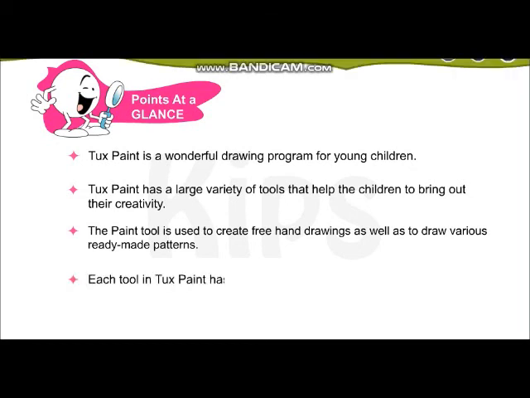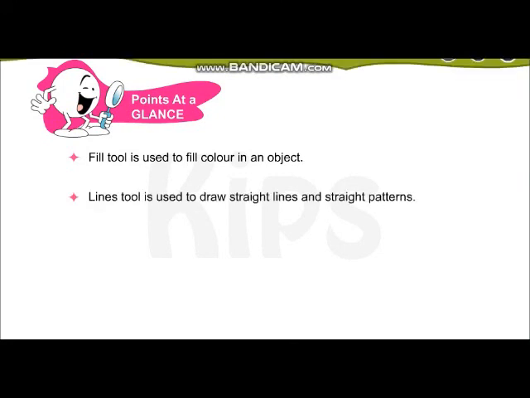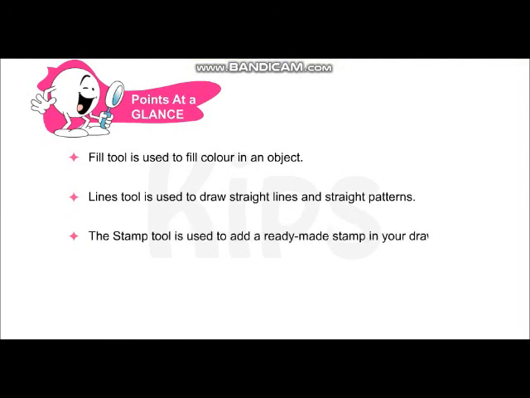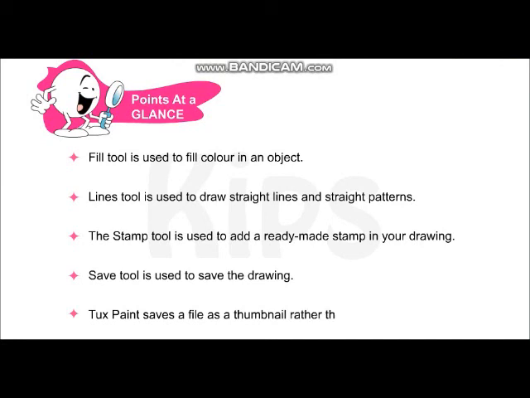Each tool in Tux Paint has many options in sub-toolbox. Magic tool is used to give amazing effects to a picture. Fill tool is used to fill color in an object. Lines tool is used to draw straight lines and straight patterns. The Stamp tool is used to add a ready-made stamp in your drawing. Save tool is used to save the drawing. Tux Paint saves a file as a thumbnail rather than a file name.